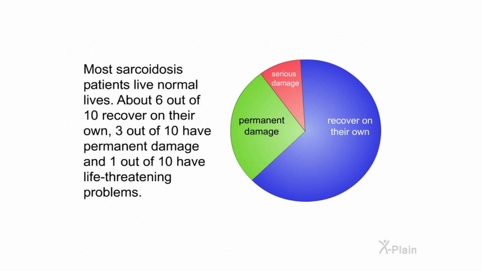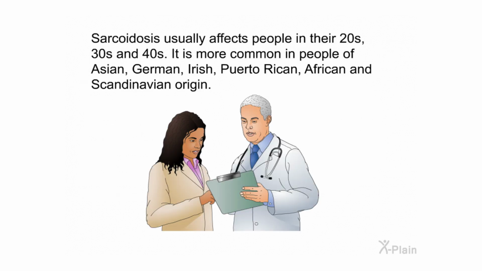Most sarcoidosis patients live normal lives. About 6 out of 10 recover on their own. 3 out of 10 have permanent damage, and 1 out of 10 have life-threatening problems. Sarcoidosis usually affects people in their 20s, 30s, and 40s. It is more common in people of Asian, German, Irish, Puerto Rican, African, and Scandinavian origin.